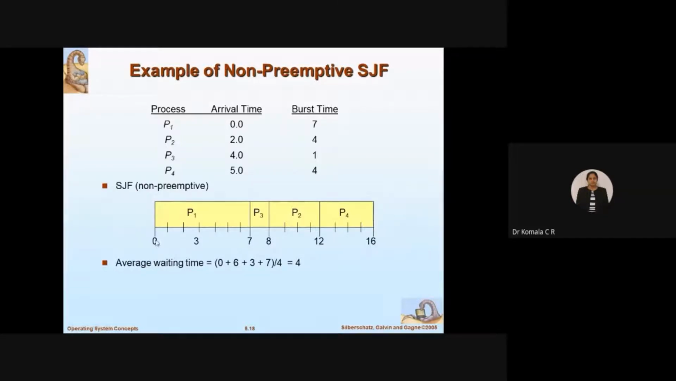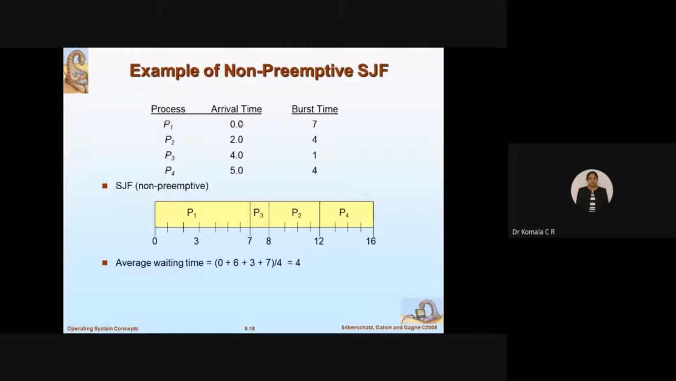Just draw one line and two parallel lines here. Then start writing from the beginning, with the 0th time. Which job has arrived at the 0th slot? P1 has arrived at the 0th slot. Has any other job arrived at the 0th slot? No. So at the 0th slot, I can start only P1. Whatever time it requires, I have to start with P1. So let us start with P1 now at the 0th slot.